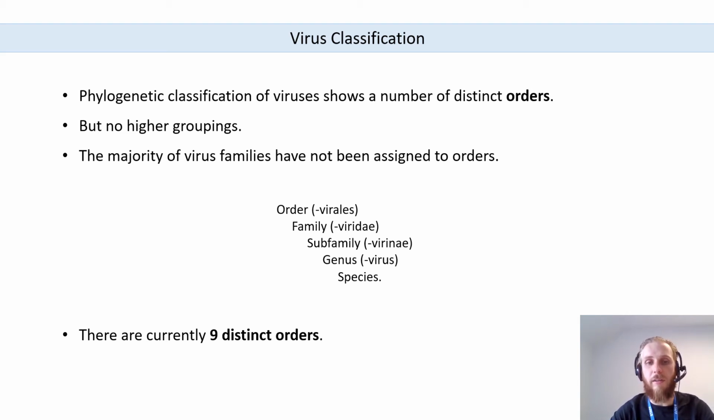You'll see these suffixes used: virus for genus, virinae for subfamily, viridae for family, and virales for order. This viridae is the important one, because when we're talking about virus families, the suffix is viridae, and when you see that suffix, it means we're talking about a family. We've already been using this suffix because we've already been using the terminology relating to virus families. We've talked about retroviridae, parvoviridae, reoviridae, poxviridae. Clearly you can see the pattern. The suffix is viridae because we're talking about virus families.